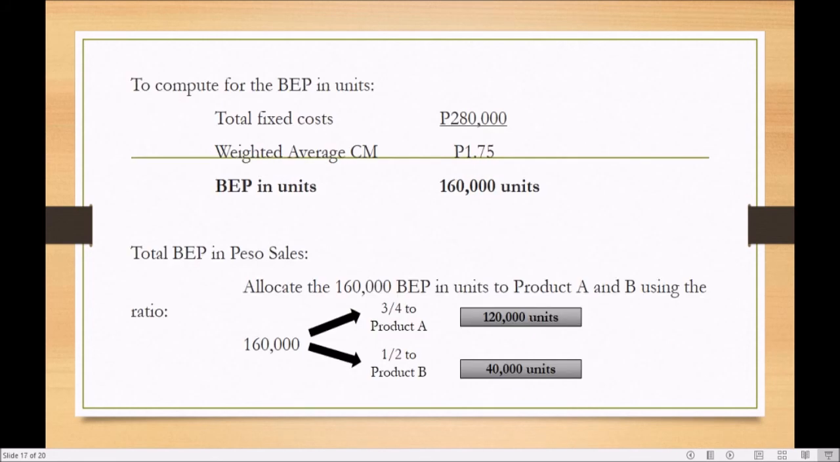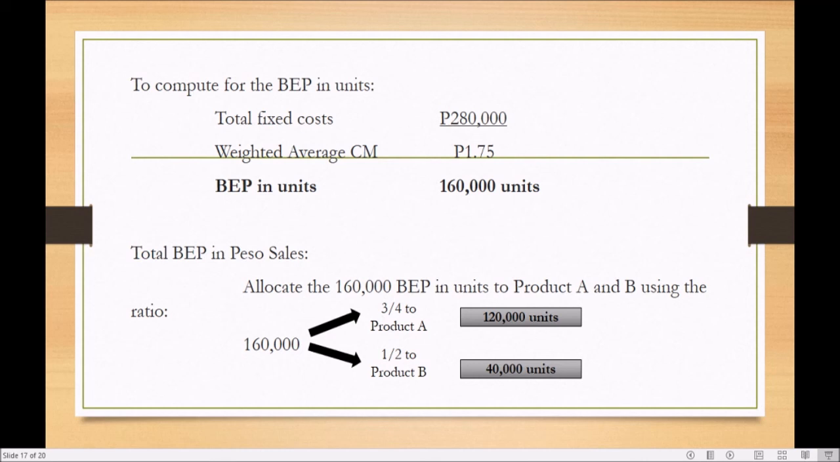Okay? So, to compute for the break-even point in units, the total fixed cost is 280. I-divide po natin yan sa weighted average contribution margin of 1.75. Lalabas the break-even point in units for the entire products. Ibig sabihin, if we add product A and B, we need 160,000 units to achieve the break-even point.